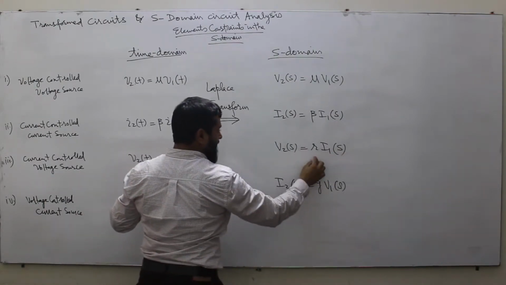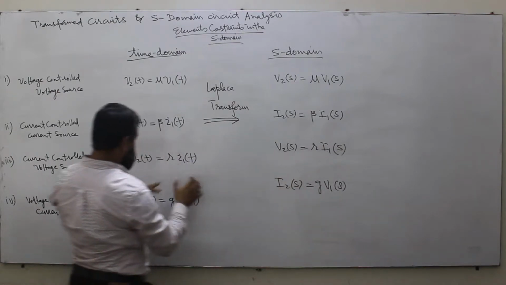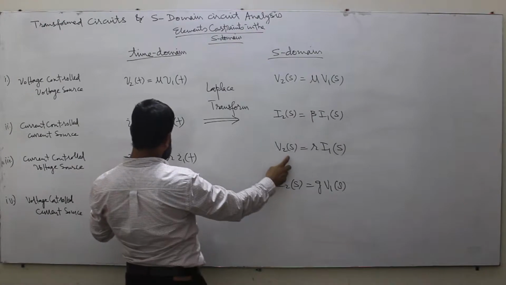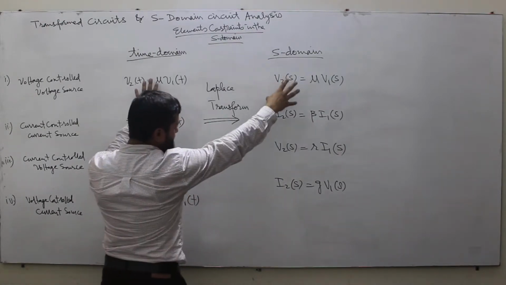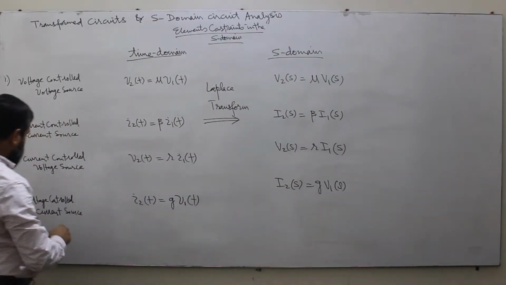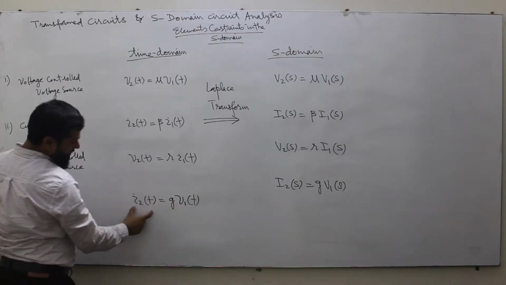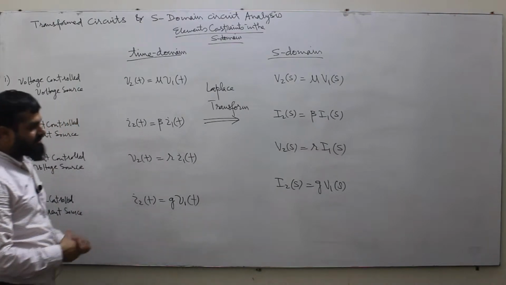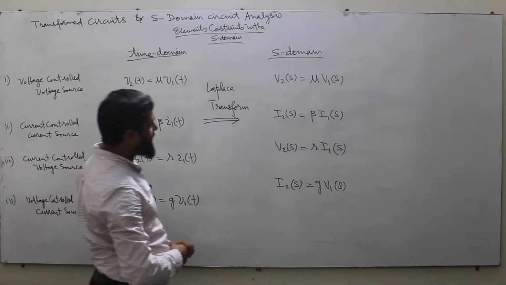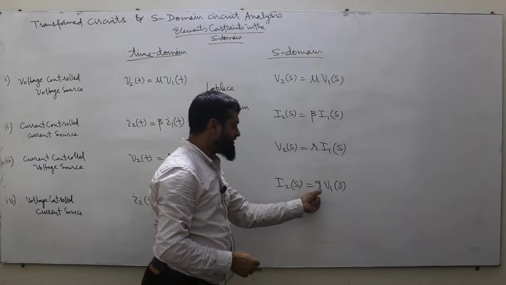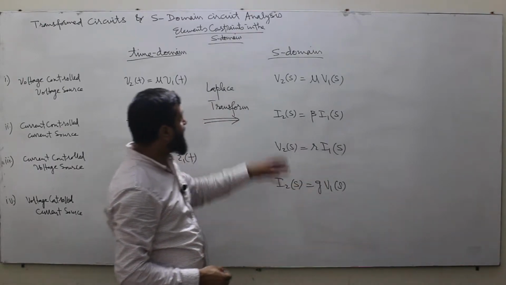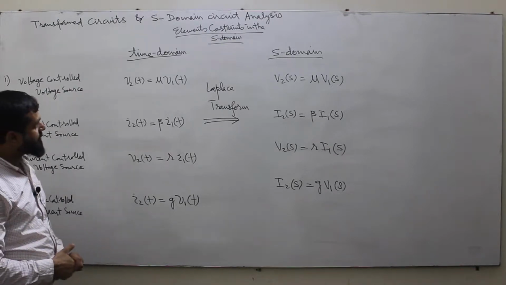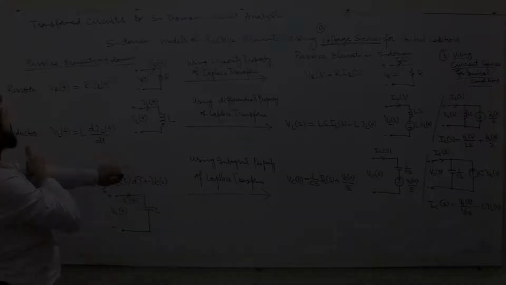And depending on this current, this is the voltage source. So this is also changed from time to S-domain just like the other sources. And the last one, the voltage controlled current source, can also be represented as a current source dependent on the factor G, or dependent on this voltage in the S-domain. And next we can talk about some more concepts.